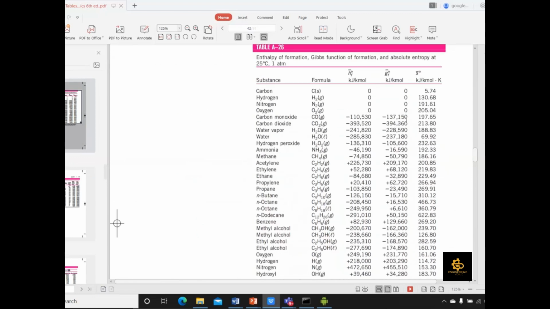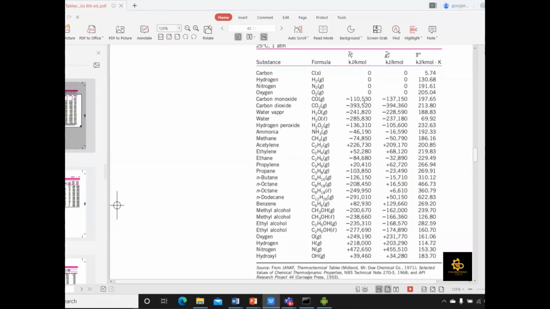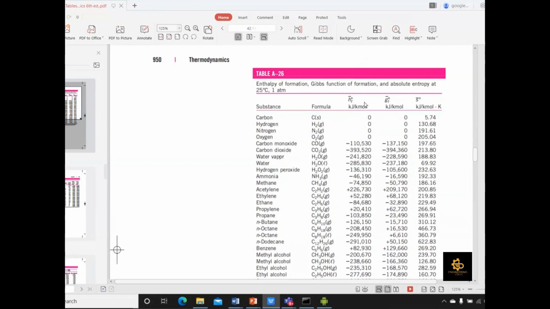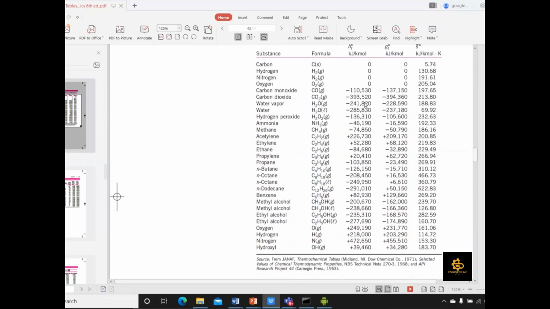So here is table A26. For example, if you want to find the enthalpy of formation for carbon, hydrogen, nitrogen, or oxygen, you can simply see it is mentioned as 0. Then there are carbon monoxide, carbon dioxide, and water. All the values of enthalpy of formation are known to us by using this table.